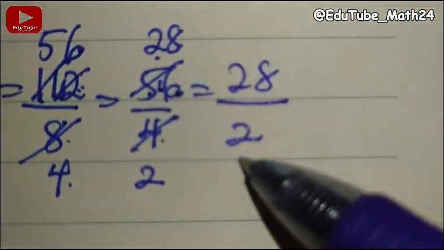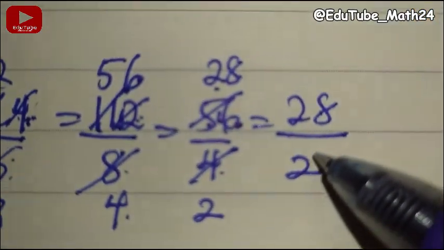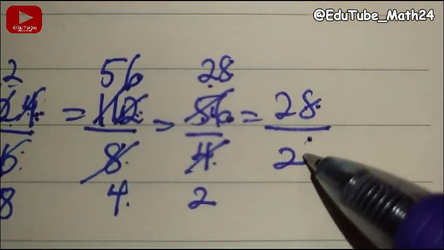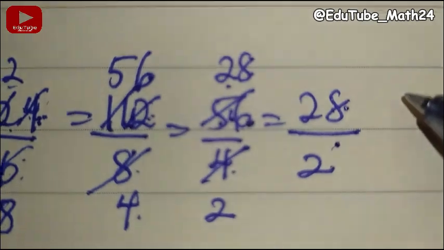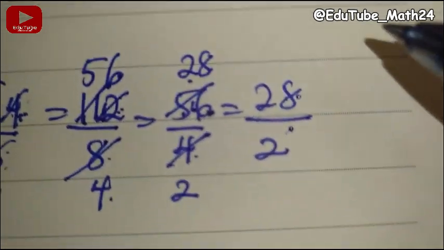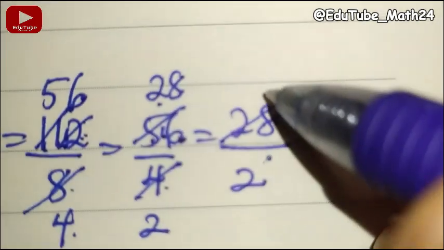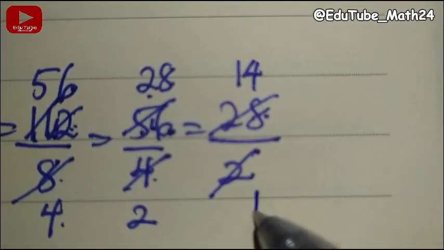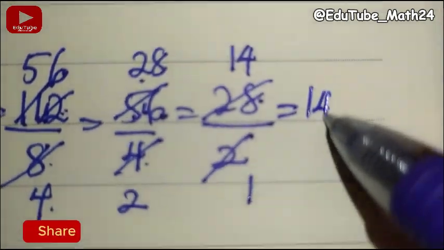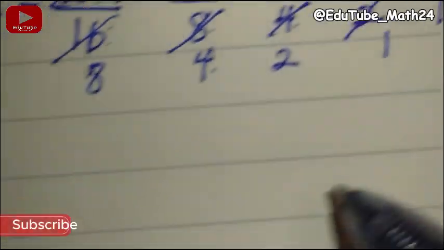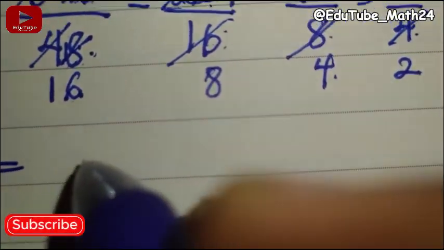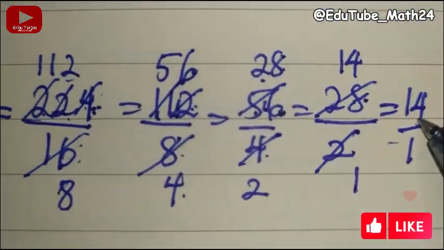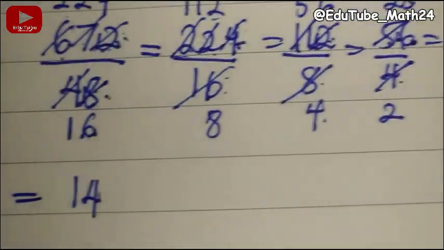Now that I have 28 over 2, 2 itself is a factor of itself. So I'm still going to use 2 because 28 is an even number and 2 is an even number. So I'm going to use 2 itself as a common factor to divide 28 and 2. So 2 in 28, that will give me 14. And then 2 in 2 itself, that will give me 1. So I have 14 over 1 left, which equally will give me what? 14, because any number divided by 1 will give you the same number. So 14 over 1 will give me what?